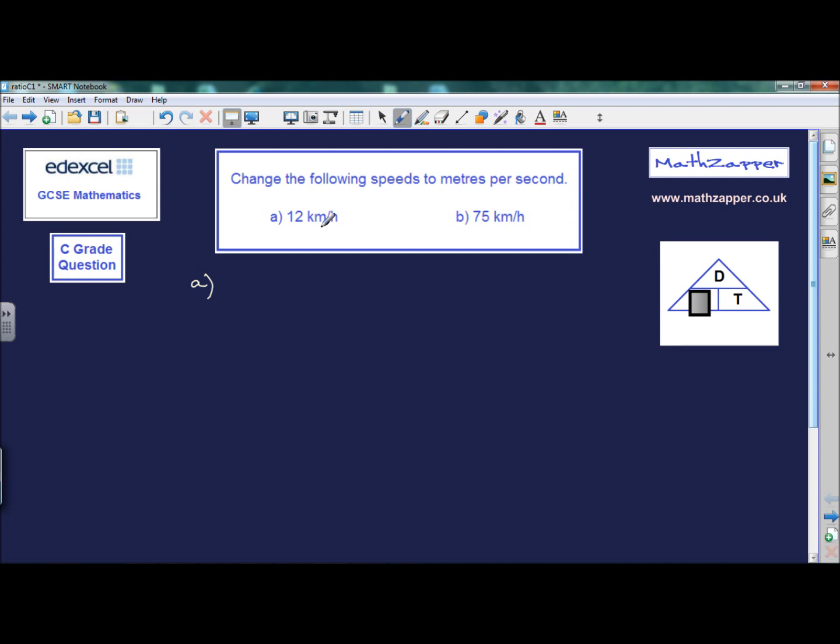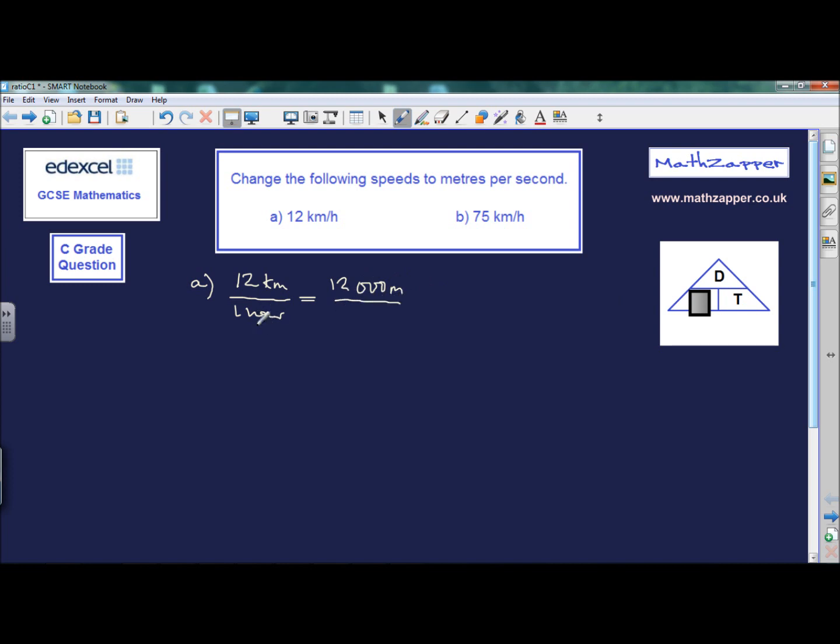And that's 12 kilometers an hour. Well, the distance is 12 kilometers, and the time is 1 hour. But we need to take this as meters per second. So in order to convert 12 kilometers to meters, we must multiply by 1,000. So that gives us 12,000 meters.